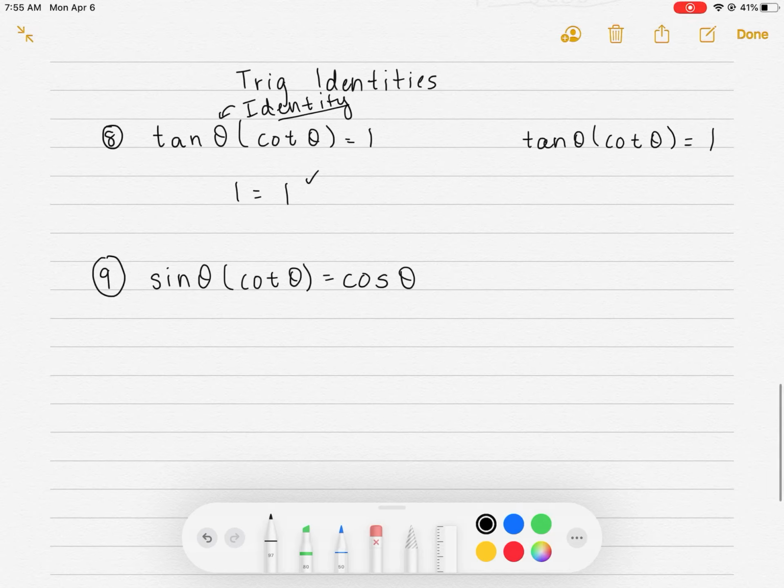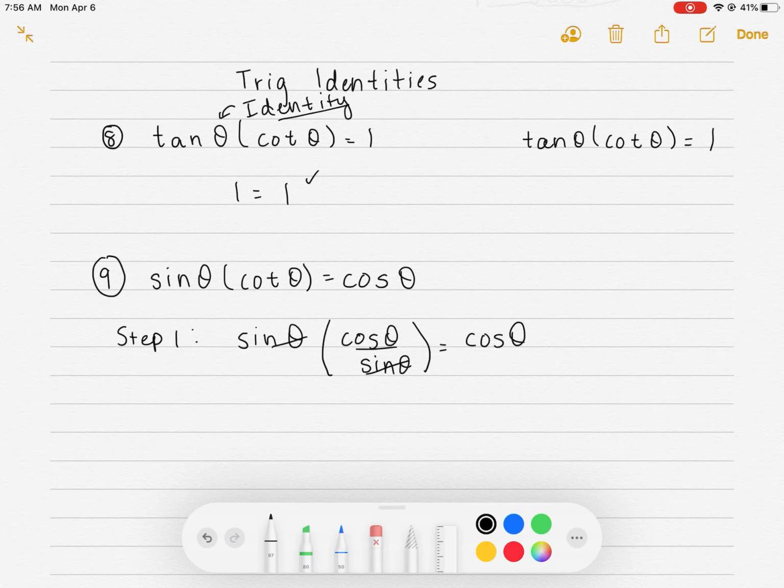So first thing I would have you do, I would have a step 1 there. And you definitely want to rewrite everything in terms of sine and cosine first. So in step 1, I'd probably leave sine of theta there for you. And then you would rewrite cotangent as cosine of theta over sine of theta. These will cancel. And that's the only step you need. So then the answer is going to be cosine of theta is equal to cosine of theta.